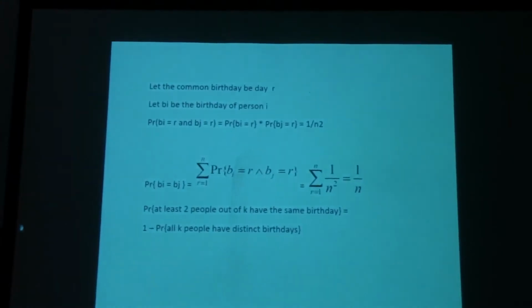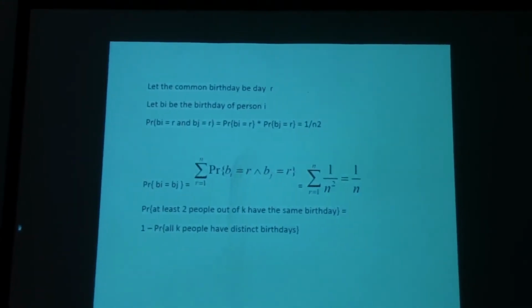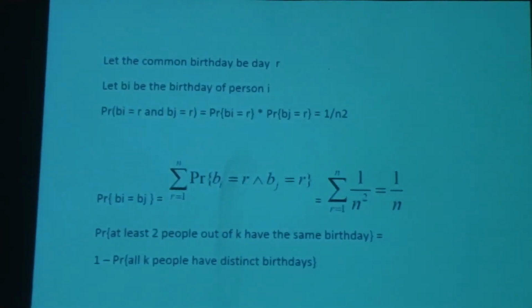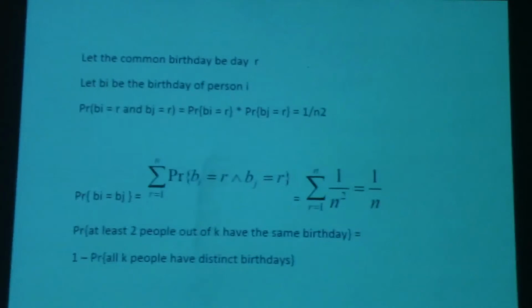Now, how many people do we have in this room? 21. 21 people. Did you count me? Just 21 people? Did you make any mistakes? All right.